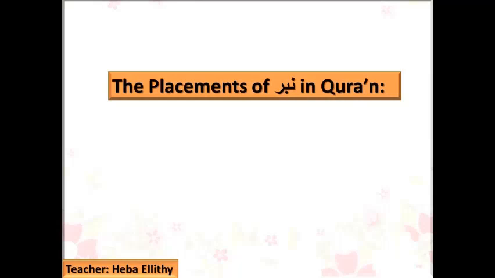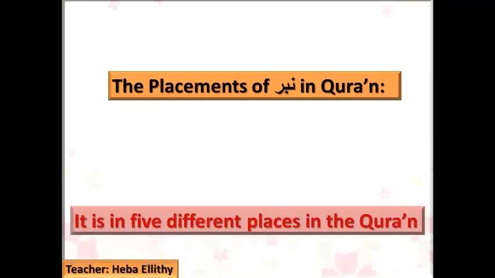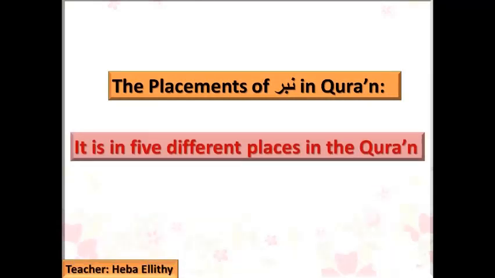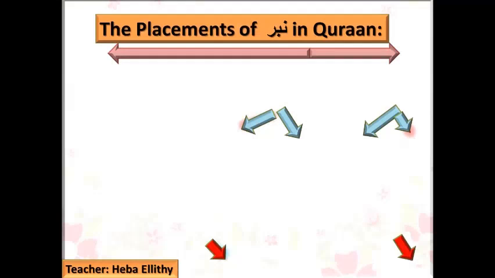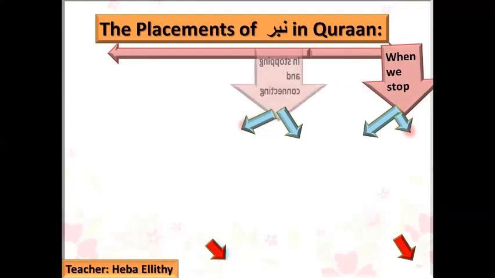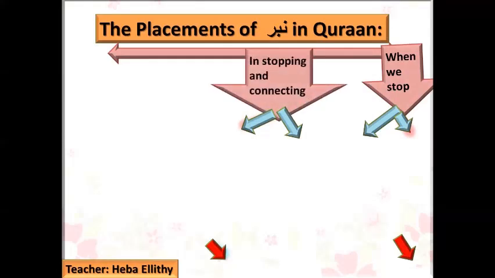The placement of نبر in the Quran. It is in 5 different places in the whole Quran. What are these 5 different places? Number 1, when we stop. Number 2, when we stop and connect. Number 3, when we connect only. We will understand more and more, okay?